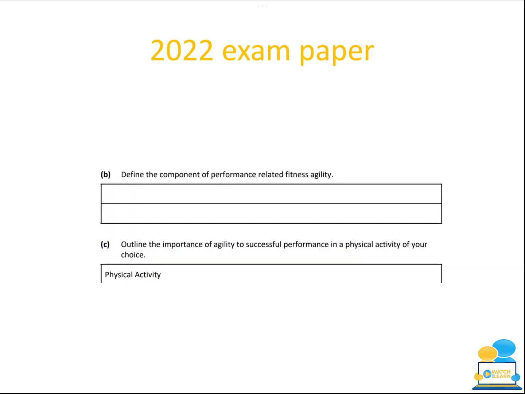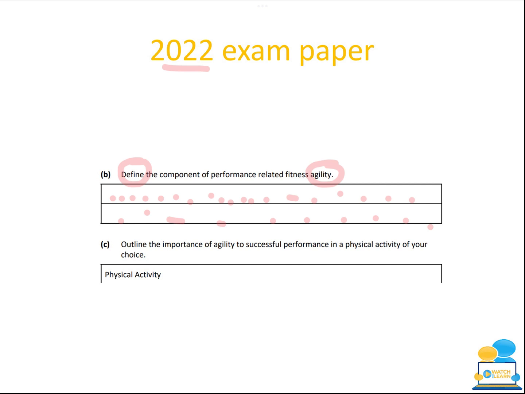So taking a look at an exam paper here, we have 2022. Here's an example of some questions which you can be asked based on some things that we've just done there. So we have: define the component of performance related fitness, agility. Okay, define. This is our key action verb here in the question, define. So you need to explain exactly here what agility is. And I would suggest writing a full sentence there based on our definition that we just learned. So the ability to change direction quite quickly in a controlled manner would describe agility.